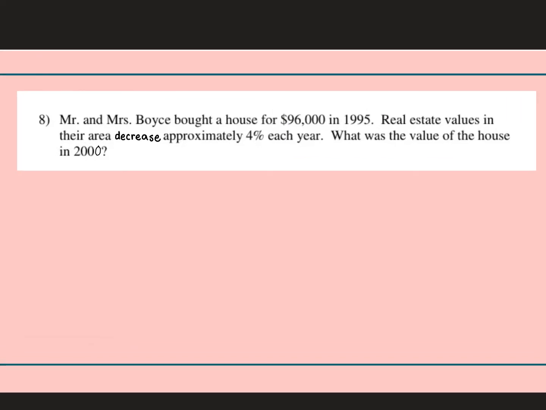So Mr. and Mrs. Boyce bought a house for $96,000 in 1995. Real estate values in their area decrease approximately 4% each year. What was the value of their house in 2000? So our formula again is A times 1 plus R to the power of T. So I need the starting amount. 96,000.